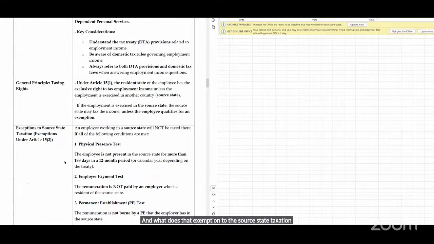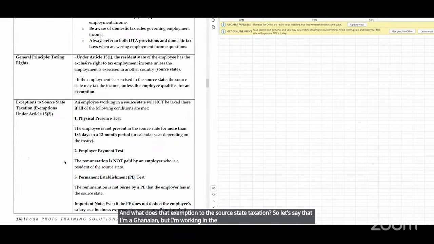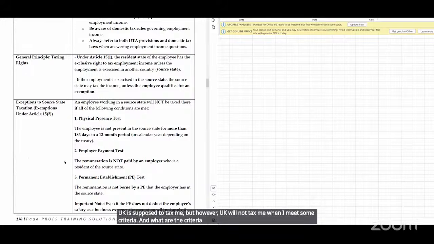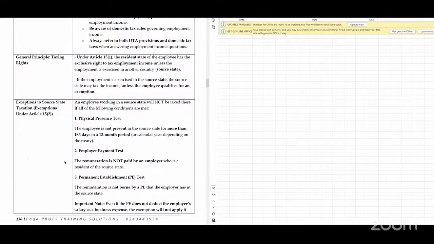Let's say that I'm a Ghanaian, but I'm working in the UK. UK is supposed to tax me, however, UK will not tax me when I meet some criteria. And what are the criteria? We have the physical presence test, the employer payment test, and the permanent establishment test. And this same rule is what qualifies for exemption under Section 111, subsection 2A of the Income Tax Act. So you mix those principles together, and then you don't have any issue.